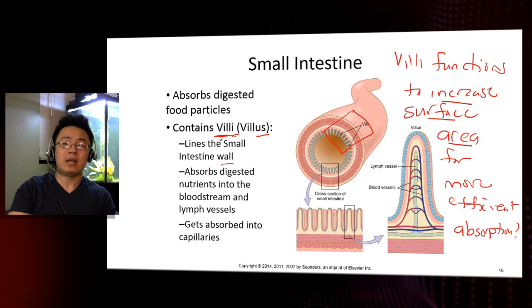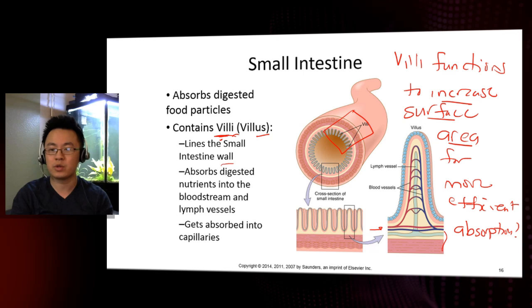This absorbs digested nutrients into the bloodstream and the lymph vessels, and it gets absorbed into these capillaries. Now the capillaries here, we'll learn about this in the circulatory system. The capillaries are the smallest types of vessels, one red blood cell in width, that allows for the best and most efficient transfer of nutrients from the blood into your tissues. Quite amazing, isn't it?